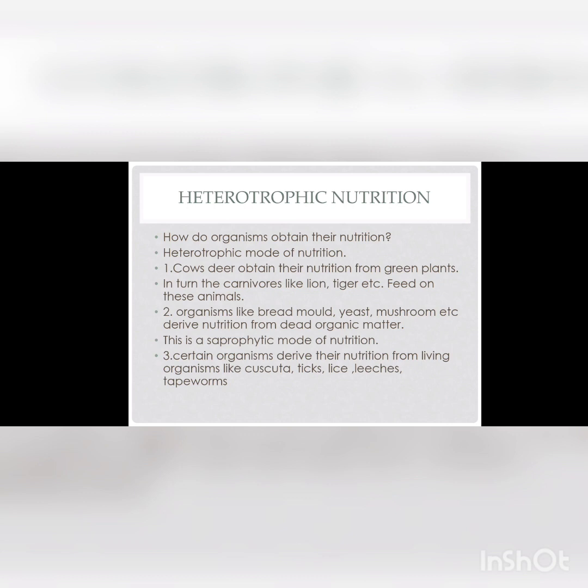Now, in the heterotrophic mode of nutrition, there will be different types. First, cows and deer obtain their nutrition from green plants. In turn, carnivores like lion and tiger feed on these animals. So these are going to be heterotrophic mode of nutrition.